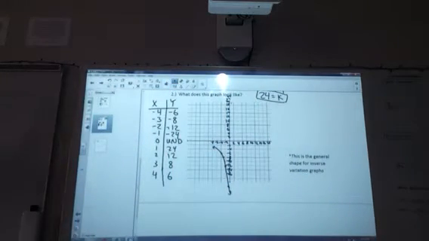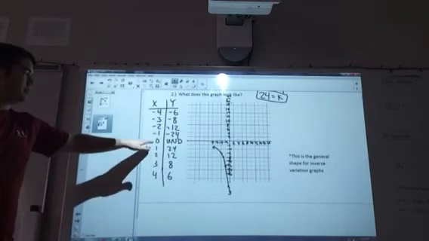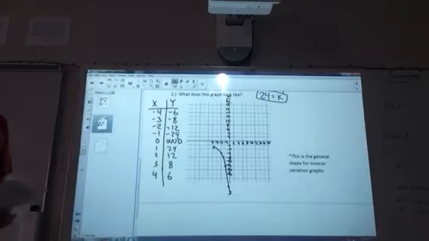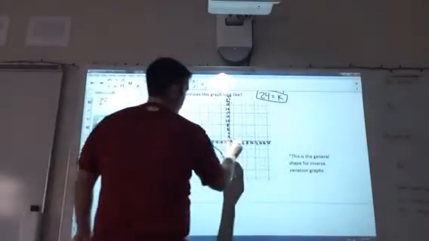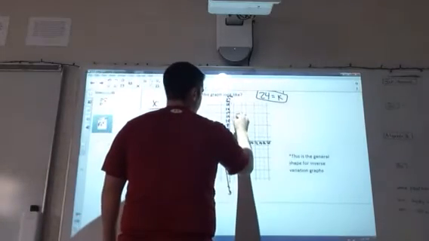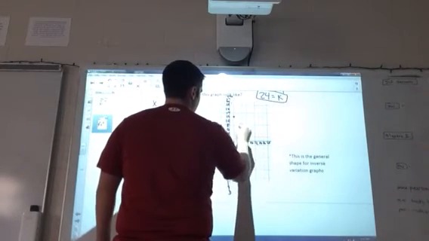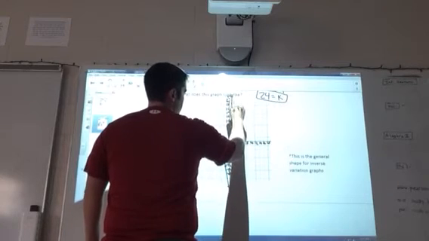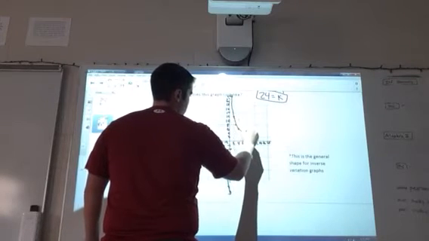Now there's more to this. Let's go in the positive direction. Obviously 0 is undefined, so we don't graph that. When x is 1, y is 24. So let's do that. 1, 24. When x is 2, y is 12. We have 3 and 8. 4 and 6. Let's go ahead and connect those dots.